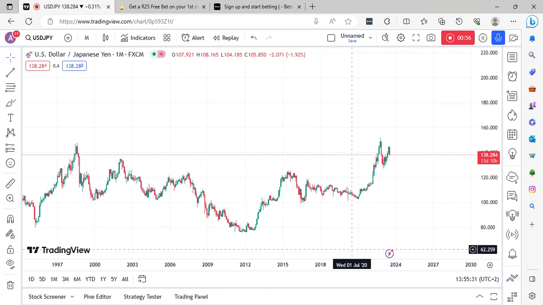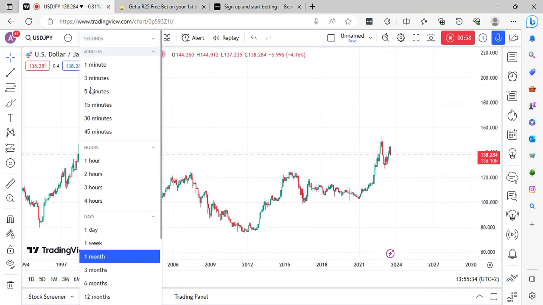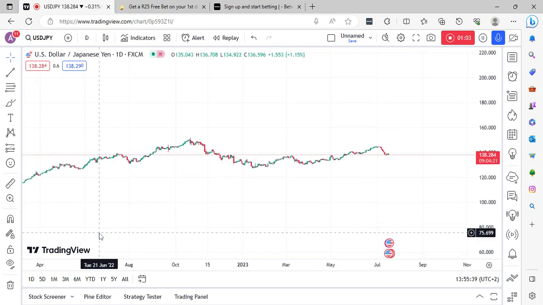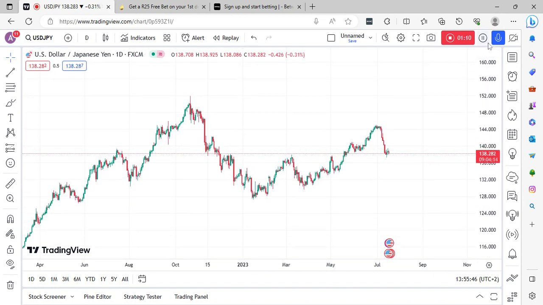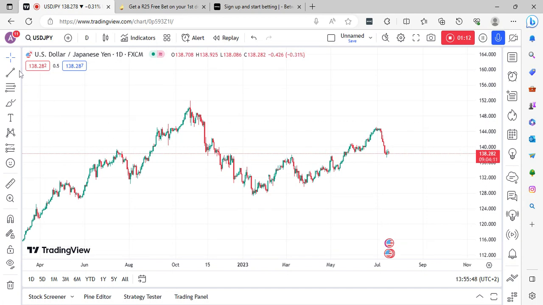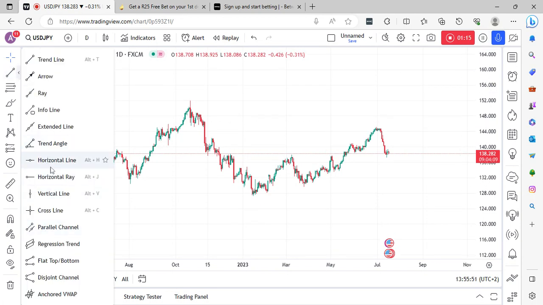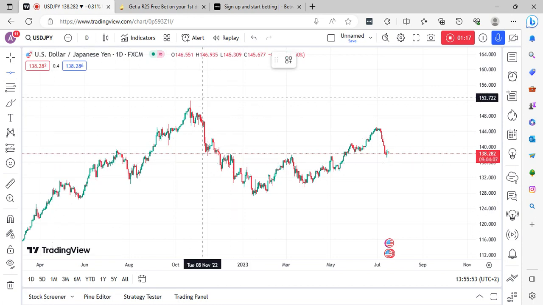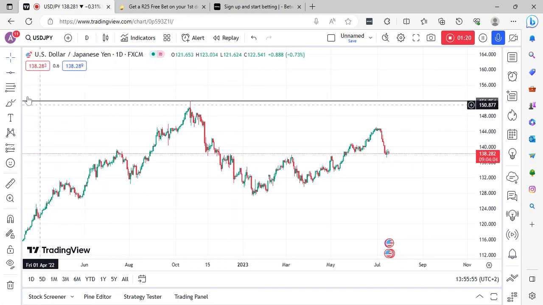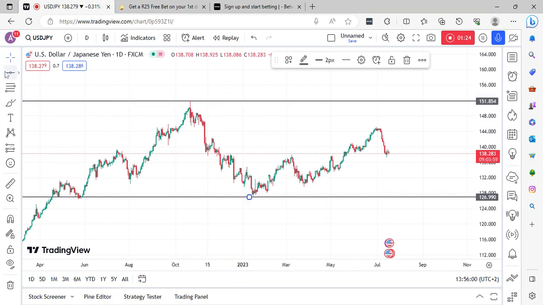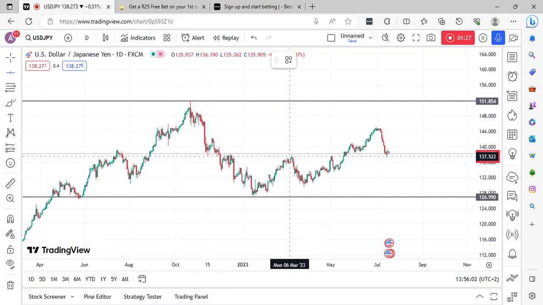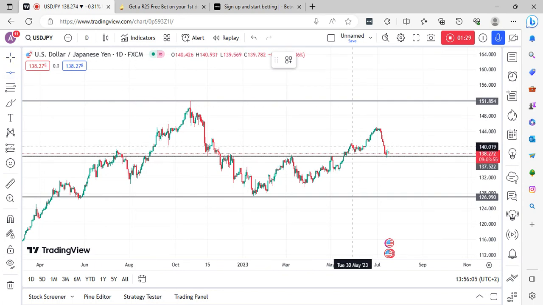So we are going to make a quick outlook on our daily. You go down to your daily, and then you check what's going on. You go over here, you do your horizontal lines. This is pure price action, no indicators needed here. And then you mark your highs, you mark your lows, you mark your important levels.